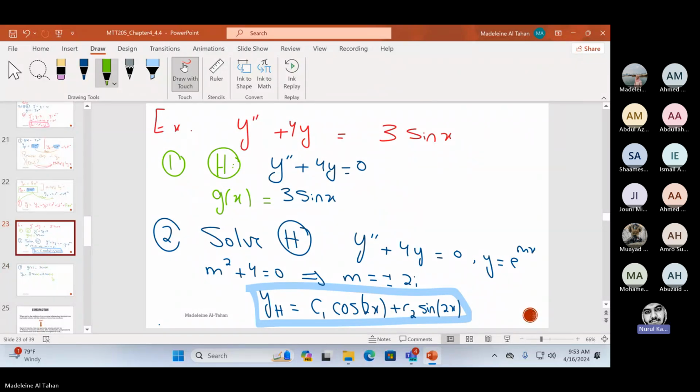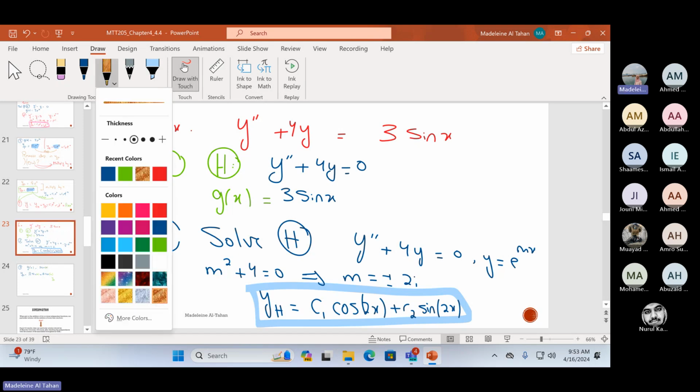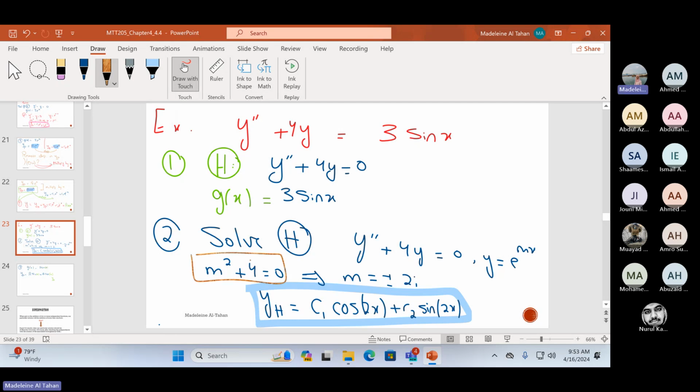Miss, can you go to the previous slide? How do you get the square root of -4? m squared plus 4 equals 0. It means that m squared equals -4. We included the imaginary number i, which is i squared equal -1. This is the imaginary one.